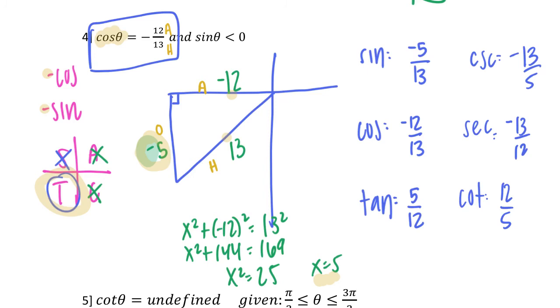Check out your trig ratios to the right. In the third quadrant, the only thing that should be positive is tangent. Notice how all these signs that are not tangents or cotangents are negative. Cool beans? Let's try out the next one.